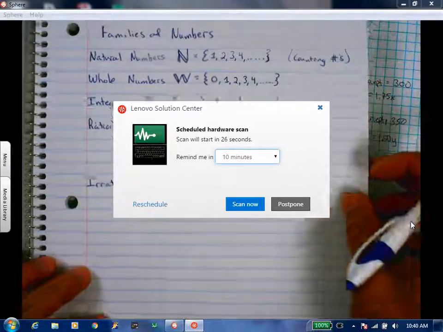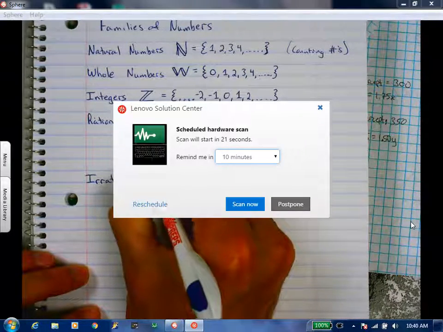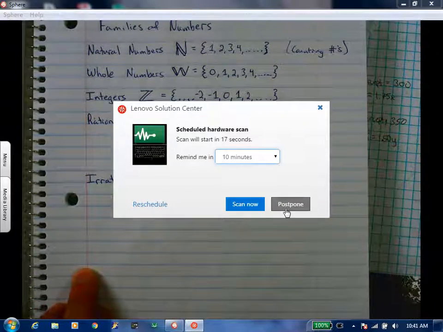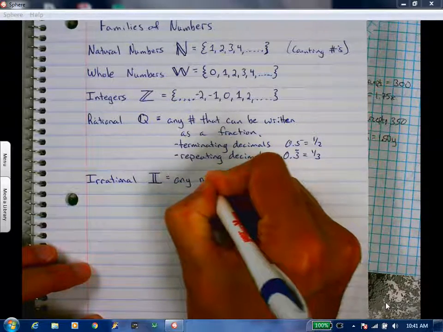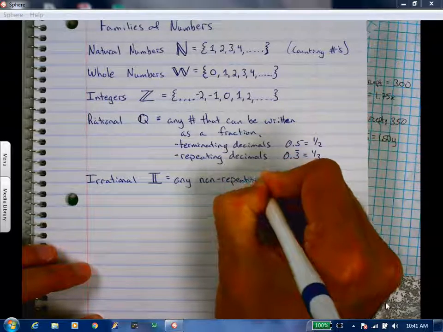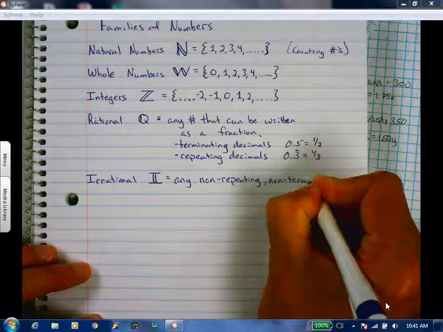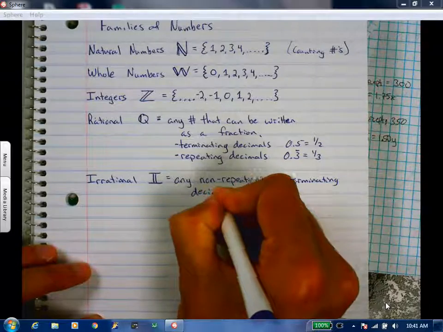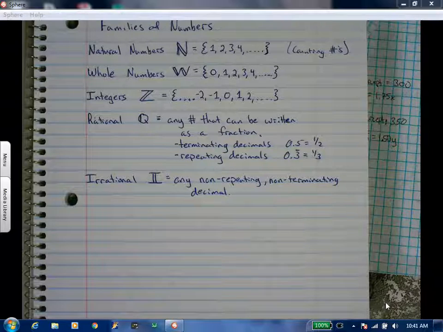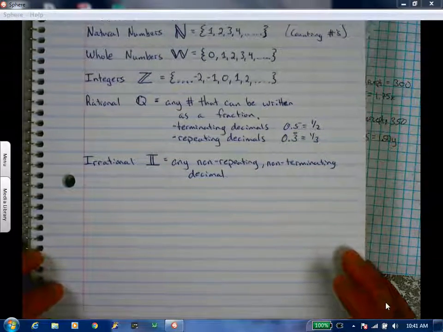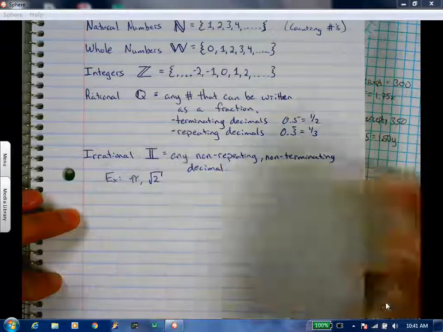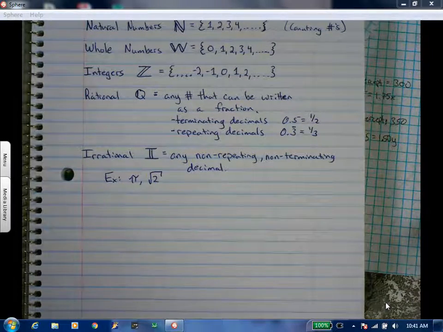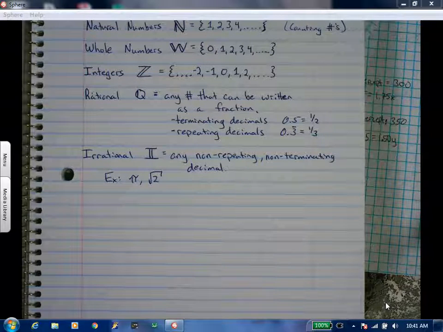Okay, so irrational, this is going to be an I. This one makes sense again in our language. So this is any non-repeating, non-terminating decimal. So it has to go on forever and it doesn't repeat. Most common example is pi. Square roots are going to be irrational. So the square root of 2, any sort of root, square root of 3, square root of 25. Because that simplifies to 5. So that would be what kind of number then?